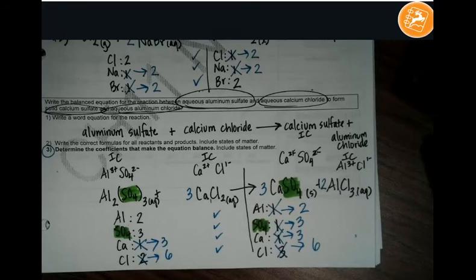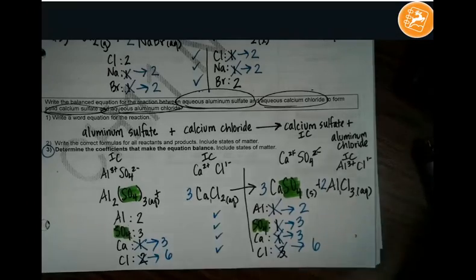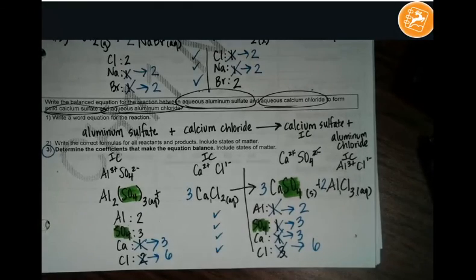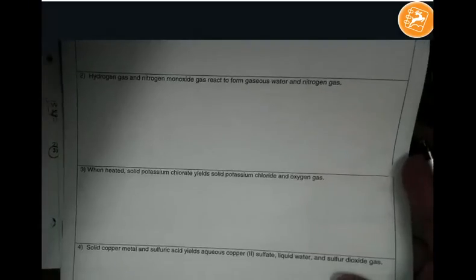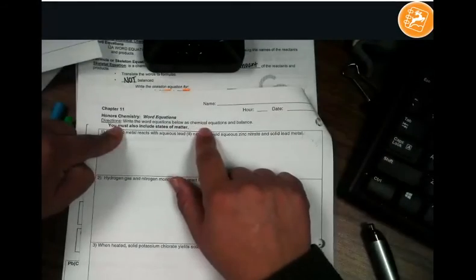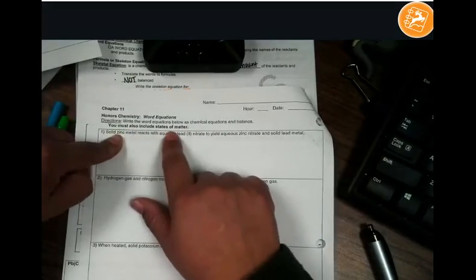So what does our homework look like? Well, we are now going to look at 11.1, the back. So now we're looking at 11.1, the back. On 11.1, the back, there are 4 problems. Write the word equations below as chemical equations and balance. You must also include states of matter, right? So this homework should look just like these 2 problems.